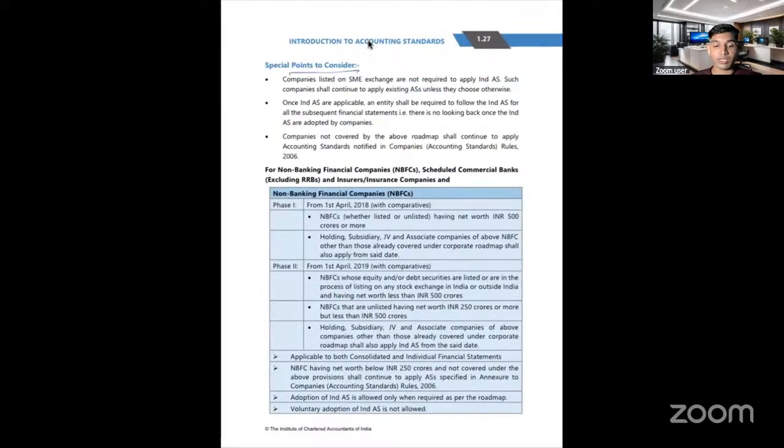Special points to consider. Companies listed on the SME exchange are not required to apply Ind AS, such companies shall continue to apply existing AS unless they opt otherwise. Then once Ind AS is applicable, an entity shall be required to follow Ind AS for all subsequent financial statements, and there is no looking back once Ind AS is adopted. Companies not covered by the above roadmap shall continue to apply accounting standards notified in the Companies (Accounting Standards) Rules 2006.